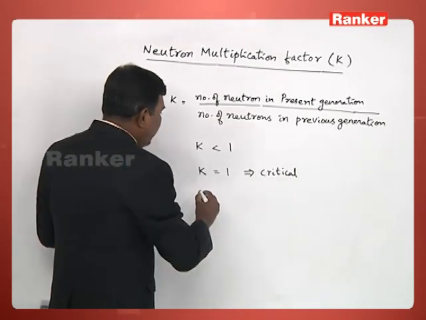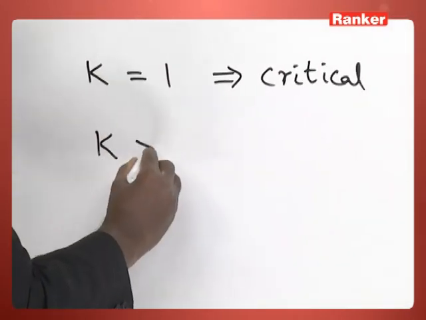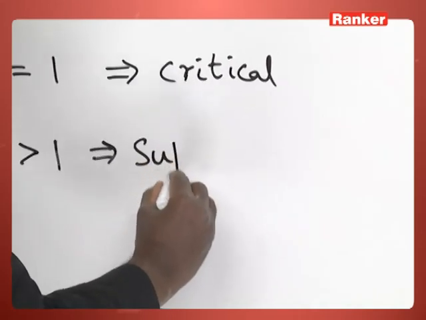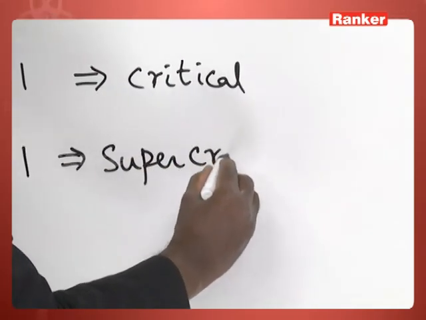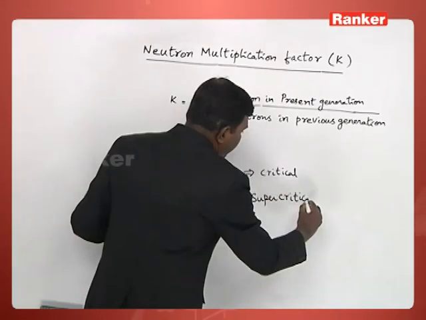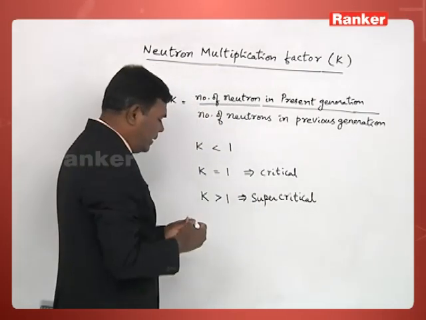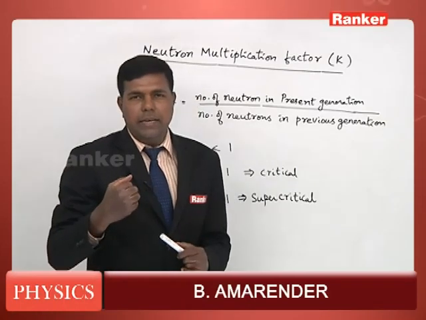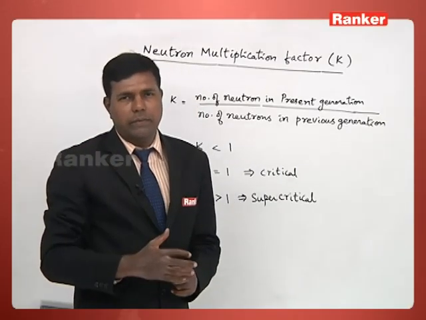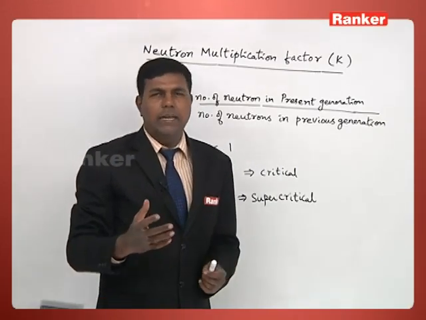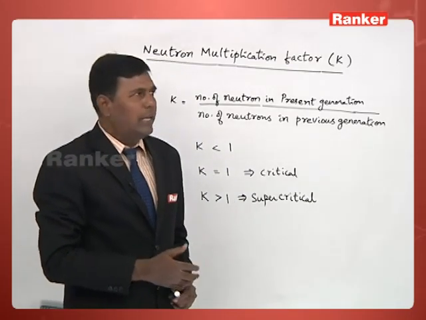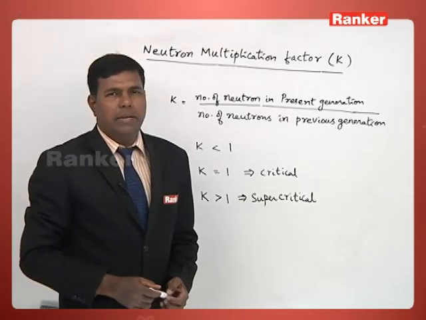And if the K value is greater than 1, then this is known as supercritical. In such a state, the entire fissile material disintegrates at a faster pace, releasing an enormous amount of energy all of a sudden. That becomes an explosion. It becomes an atom bomb also. That is what the neutron multiplication factor is.